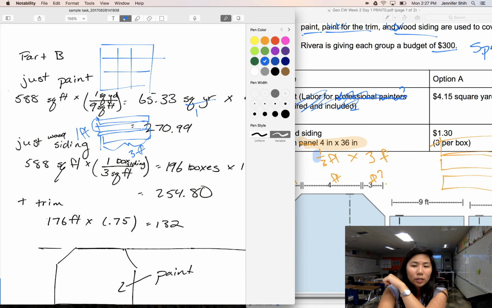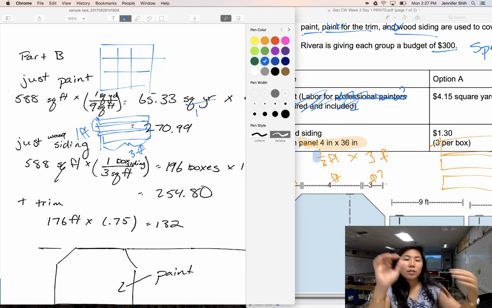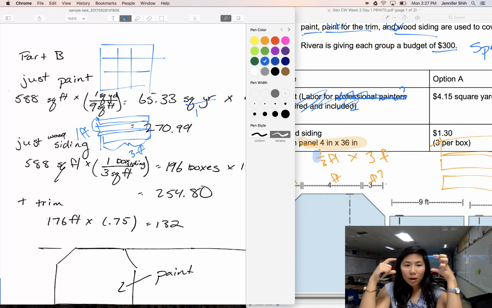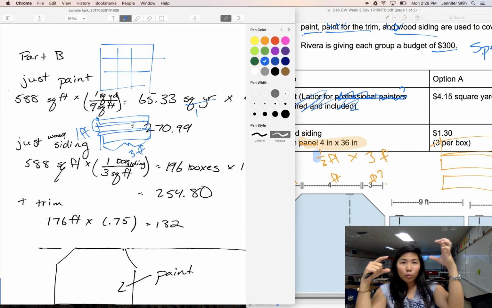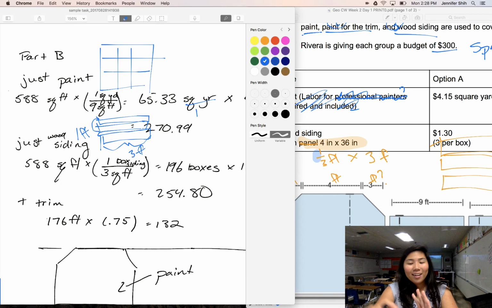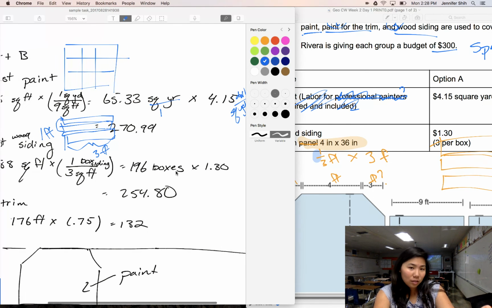Let me pause for a second. Okay, so each board is 4 inches by 3 feet. So 3 of them would make 1 foot by 3 feet. So that's 3 square feet per box. So you end up getting 196 boxes.